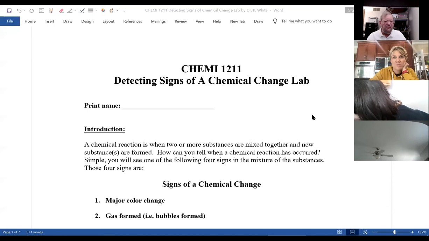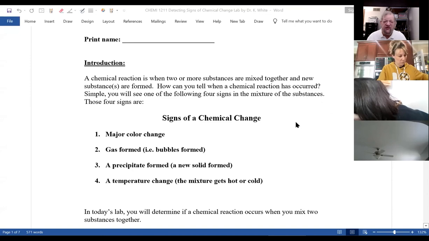All right. It's time for lab, and today's lab is an exciting lab, part of it and beyond Lab Z. Everybody's detecting signs of a chemical change lab. Do you see that? This is available for you to download in the assignment area on Blackboard. And the question is, when you mix two chemicals or substances together, do you get a chemical reaction? Well, how do you know? Well, one way, especially in inorganic chemistry, which is what we mainly do in this class, is you see something.